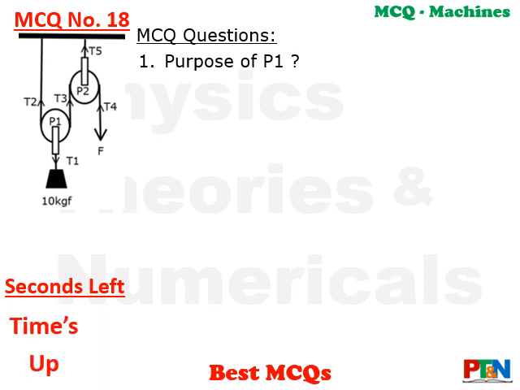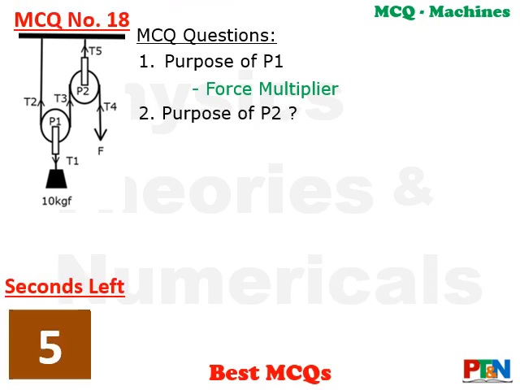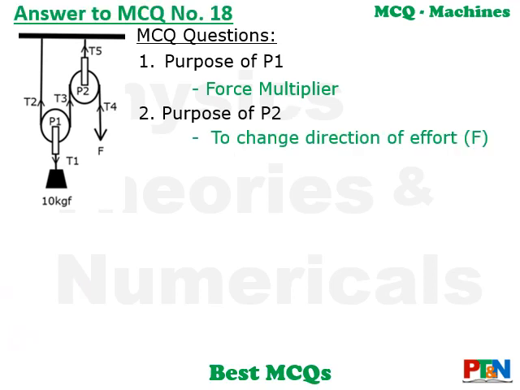Time's up. The purpose of P1 is force multiplier. The second question. What is the purpose of P2, that is single fixed pulley? You have got 5 seconds time to decide on your answer. Timer starts now. Time's up. Purpose of P2 is to change the direction of effort.